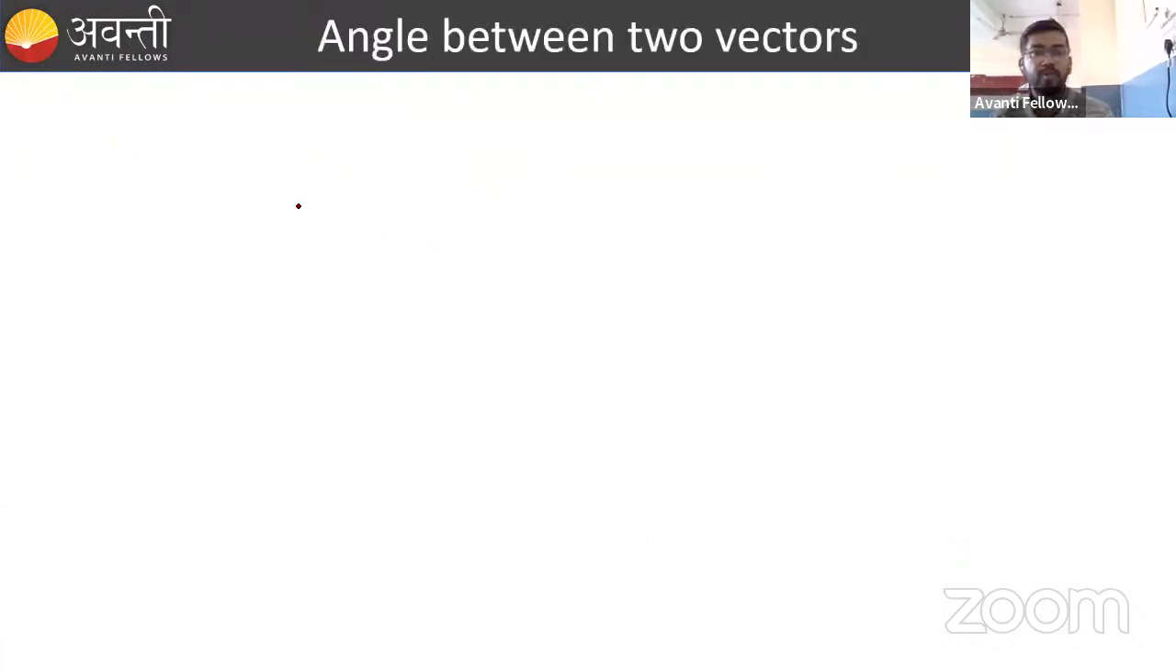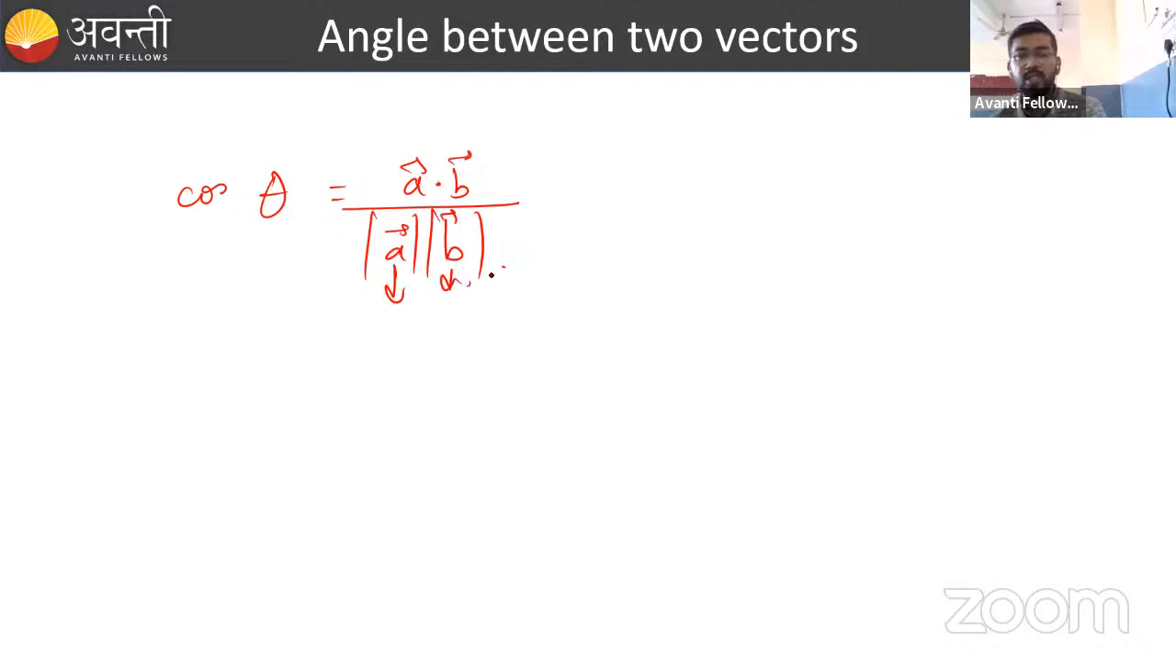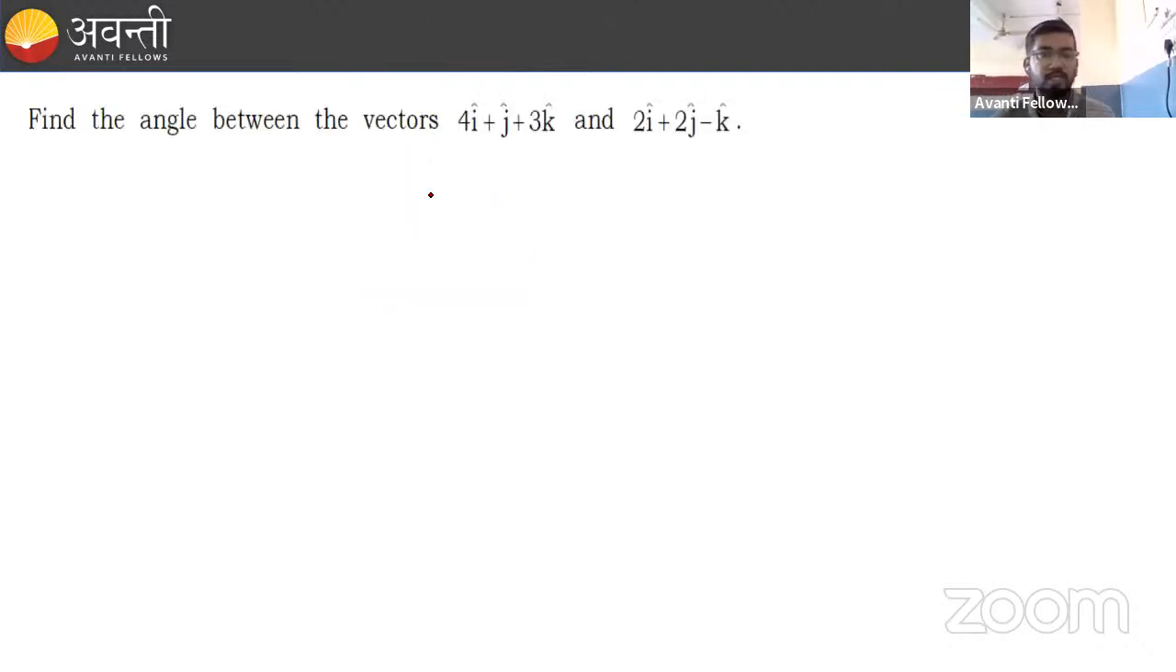Now, the angle between two vectors, we already know how to find it. Cos theta can be written as A bar dot B bar upon mod of A bar into mod of B bar, right? We all know how to find mod of A bar and mod of B bar. So let's solve a question to understand this.